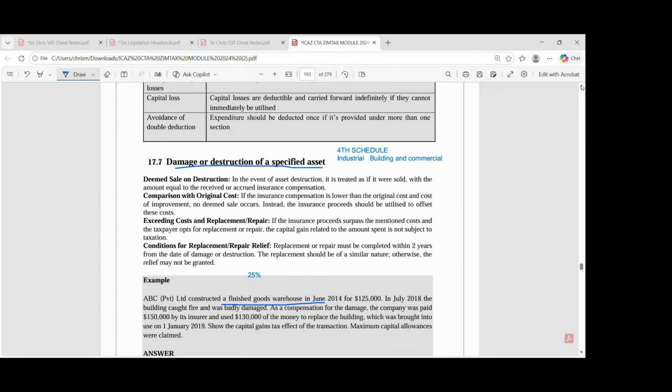Then the company was paid 150,000 by its insurer and used 130. Get this right, team. Where does a relief come from? I received 150, but I'm using the 130 to construct or replace the building. I'm using one third to construct another building. Can I have a relief? It is a deemed gross capital amount, but I'm utilizing it to reconstruct. So I request Zimra not to tax me on this amount yet, because I'm using it to reconstruct my building. This is a rollover relief in simple terms.